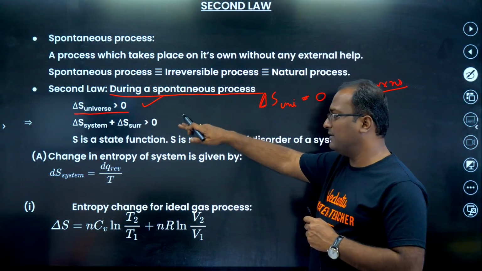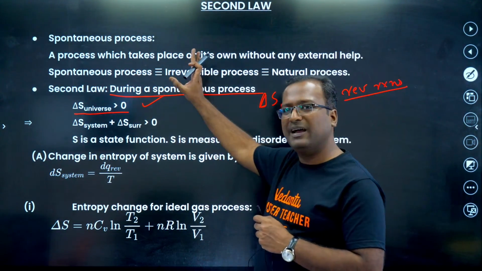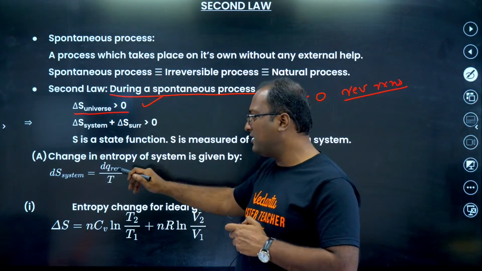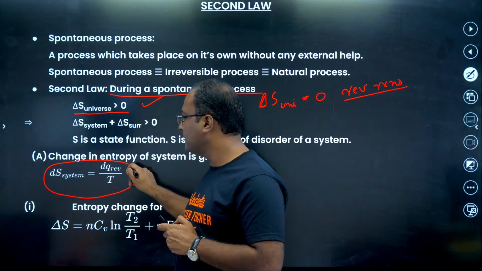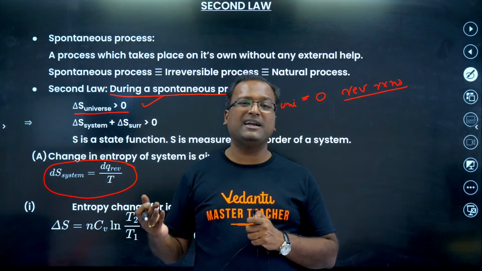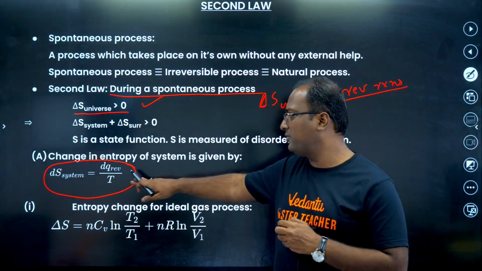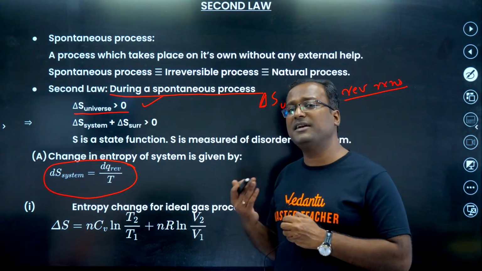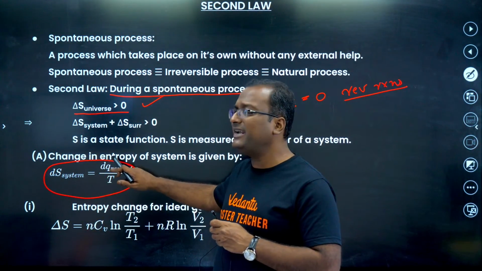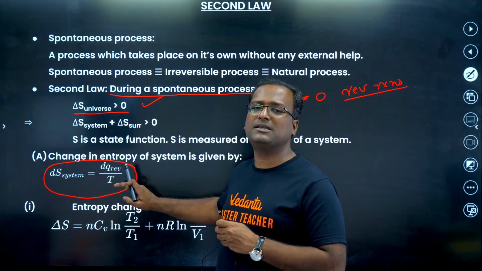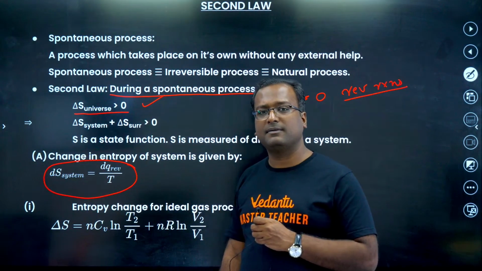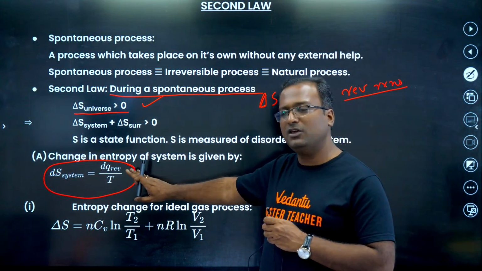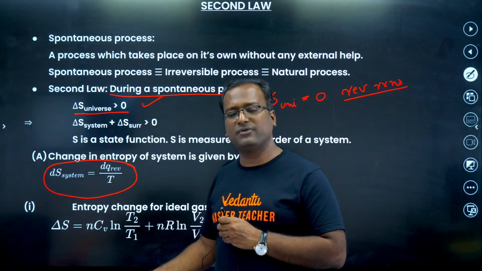Let's take this entropy discussion a bit ahead. When you define entropy, when you define a Carnot engine or a Carnot cycle, from there we end up with this formula. By defining efficiency, by defining the Carnot cycle, we land up with this formula: dS system equals dq reversible by T. That means the change in entropy of a system depends upon the heat transfer and the temperature at which the heat transfer takes place. Now, we generally don't use this formula directly. What we use is interpretations of this formula.